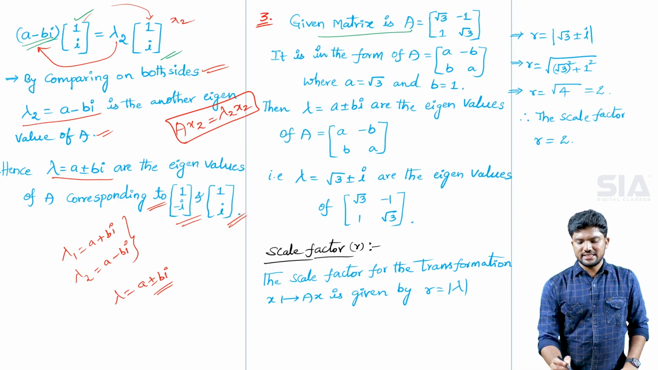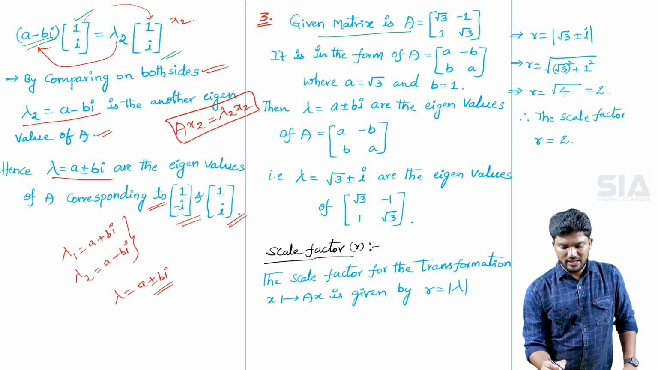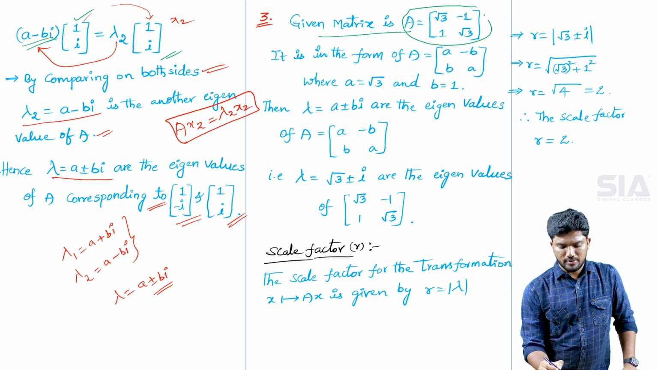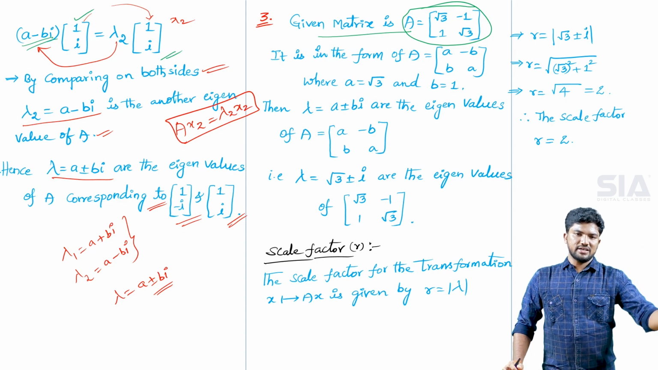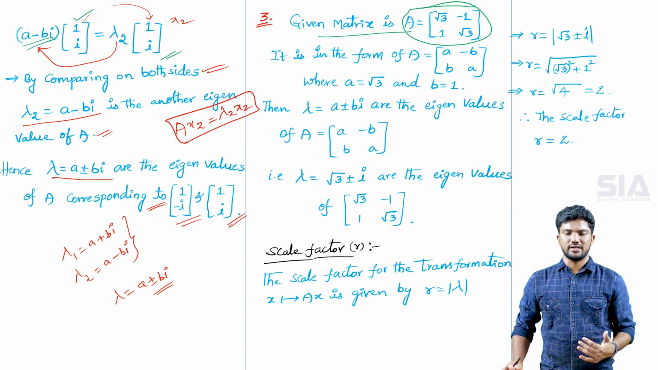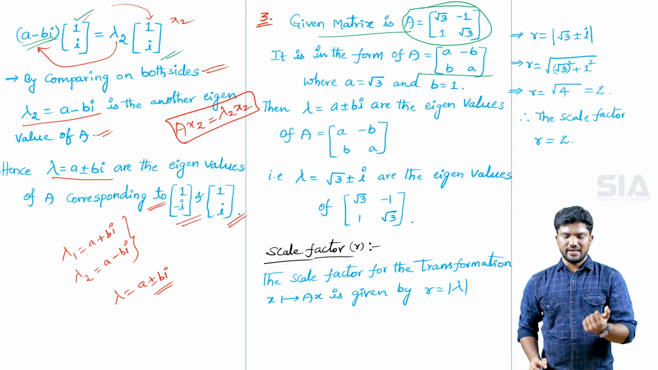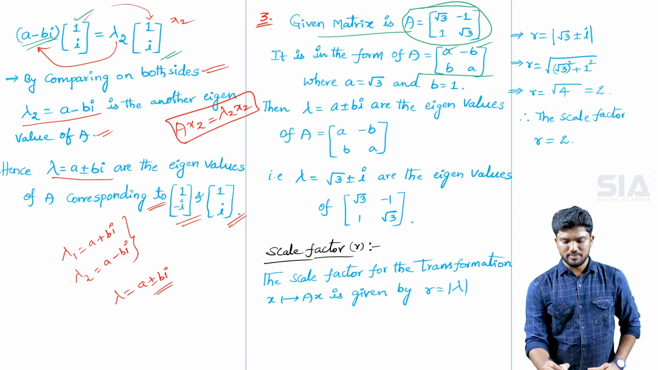The given matrix is capital A is equal to root 3, minus 1, 1, root 3. You can clearly observe that it is not a regular matrix. If you look at the problems, previously in unit 1 and unit 2 also there were 2 by 2 matrices, but it is not like in that format. So it has some special property. We can compare it with the angle of rotation matrix, capital A is equal to a minus b, b a.